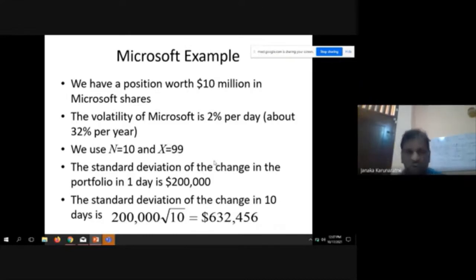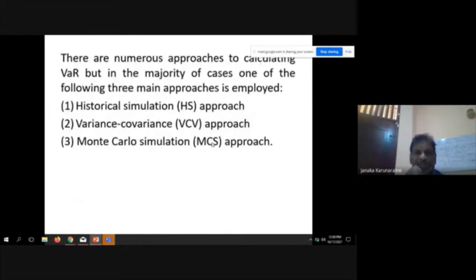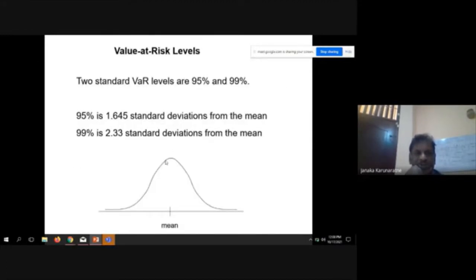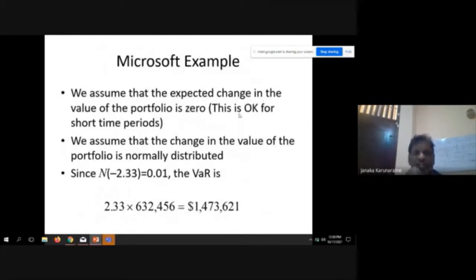Now, I have a confidence level of 99%. I want to compute the value at risk for a 99% confidence level. For that, we can use the normal distribution numbers. Remember, I mentioned it to you sometime back. The normal distribution values for 95% is 1.645, and 99% is 2.33 standard deviations. We can use that. So for a 99% confidence level, my value at risk for a 10-day period is 2.33 times 632,456.